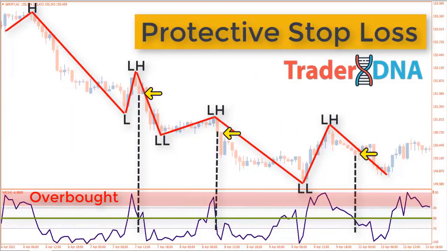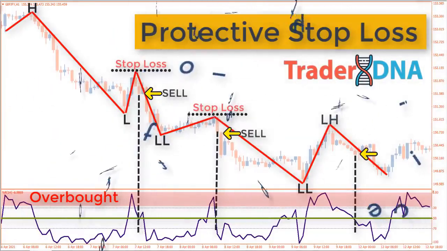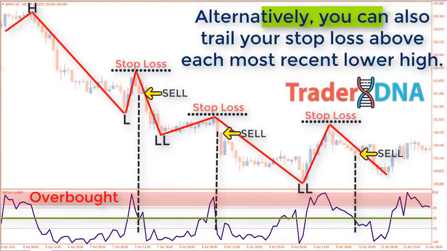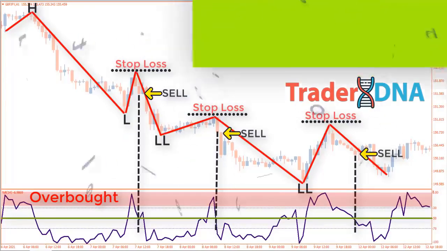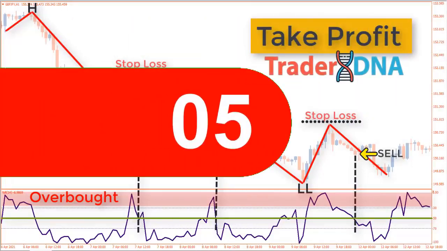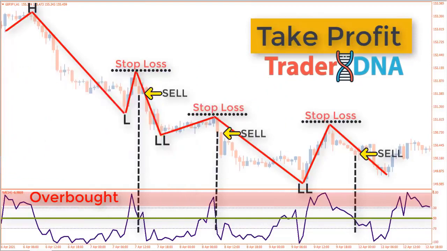It is above the most recent low or high level that formed right before the momentum trading strategy issued the sell signal. Alternatively, you can also trail your stop loss above each most recent low or high. This strategy will allow you to lock in the potential profits in case of a sudden market reversal. Step 5. Take profit. The trend in motion can stay in that state longer than anyone can anticipate. And since we want to maximize our potential profits, we let the market tip its hand before liquidating our trades.